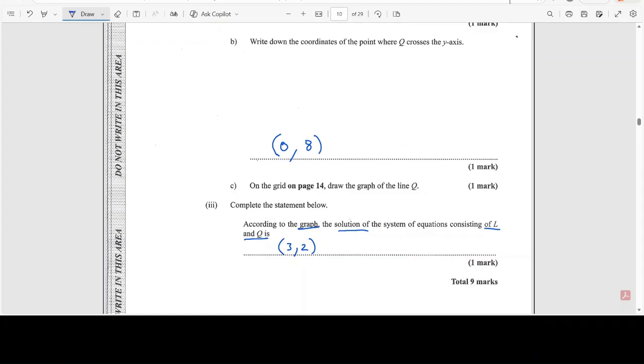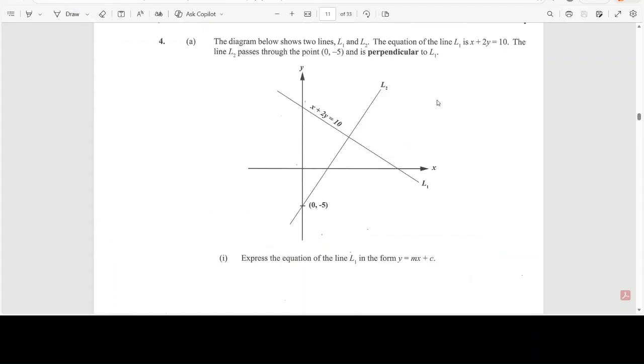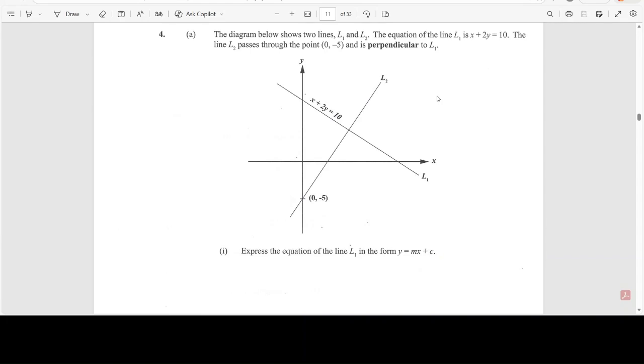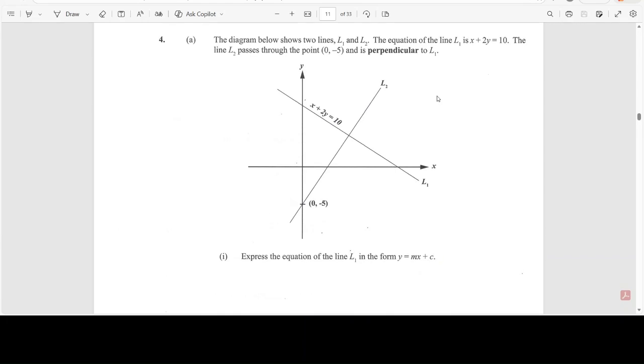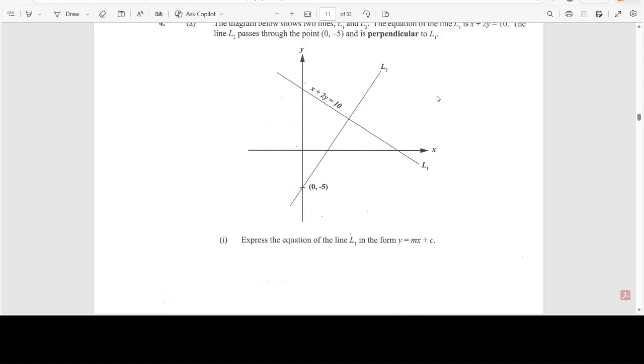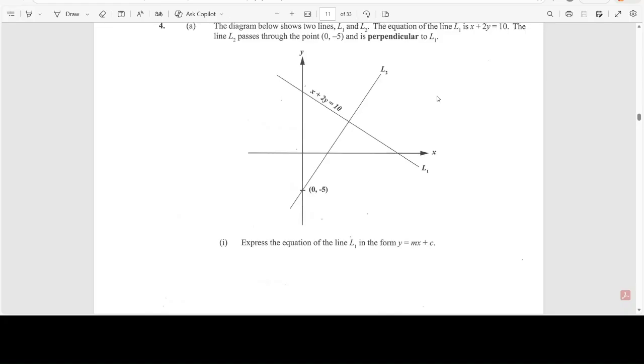Alright, so last question now. So this is July 2021, question 4. Right, the diagram below shows two lines L1 and L2. The equation of the line L1 is x plus 2y equal to 10. The line L2 passes through the point 0, negative 5 and is perpendicular to L1. Express the equation of the line L1 in the form y is equal to mx plus c.